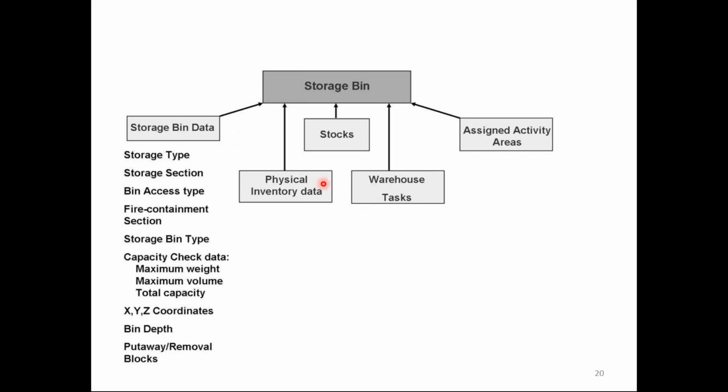So a storage bin will have different kinds of data inside different tabs. Storage bin data, like what the storage type, section and bin access type are, what the XYZ coordinates are, what the bin type is, whether it has putaway or stock removal blocks or not, physical inventory, how many times it is physically inventoried or counted, what stock is available in the bin, what warehouse tasks are confirmed or open for that bin, and what activity areas this bin is part of. So these are some of the tabs in the storage bin which explain that bin as master data.